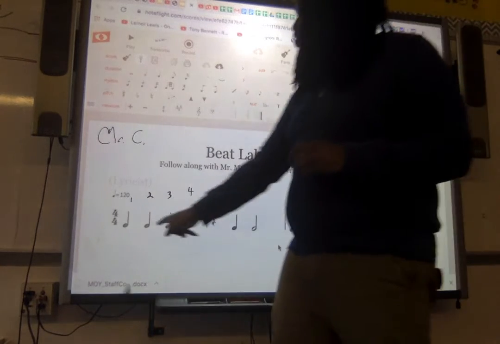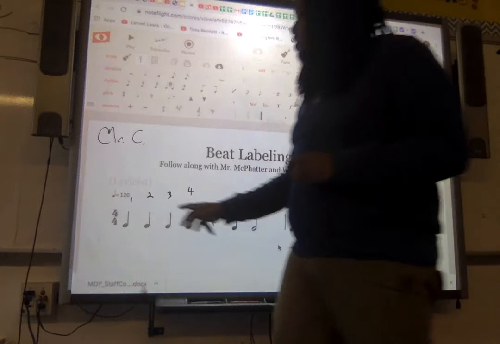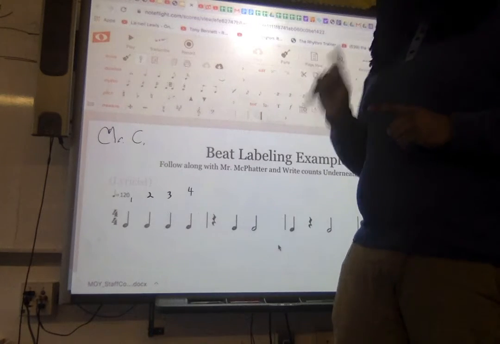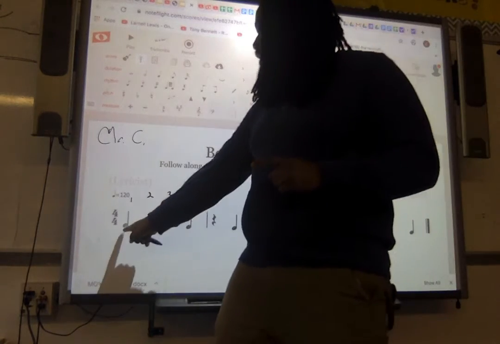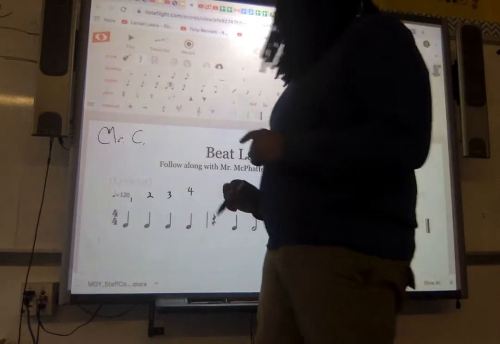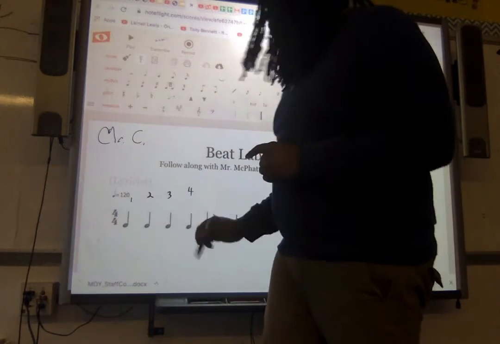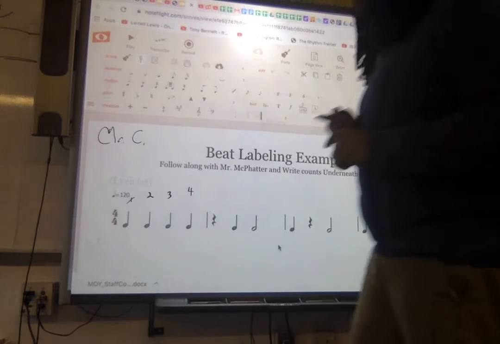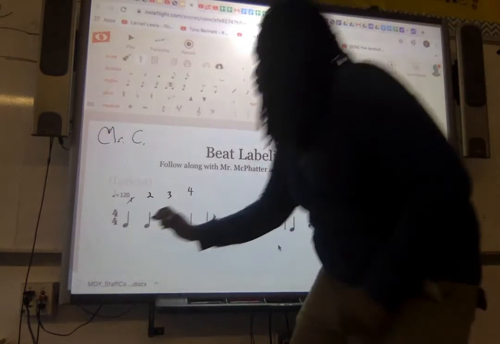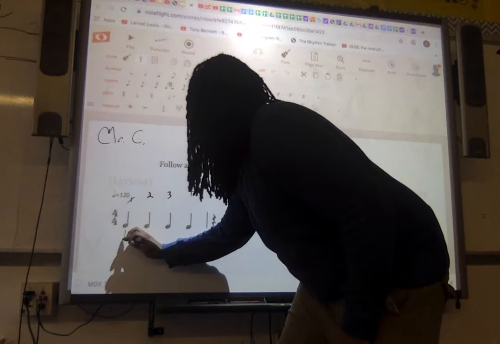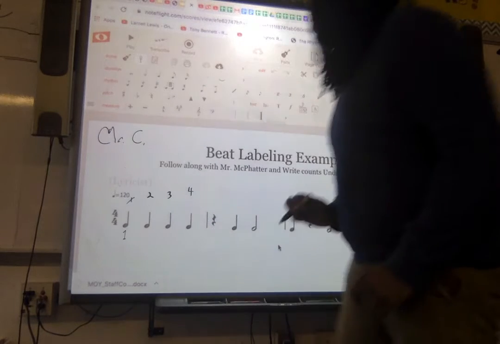Of course, we always start out with beat 1, and we always give beat 1 to the note or the rest that is all the way over here to the left. So to give beat 1 to this quarter note, I'm just going to cross it out up here, and then I'm going to write beat 1 right here to name this my official beat 1.